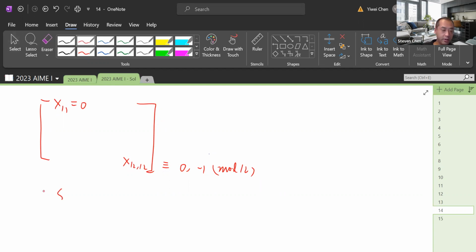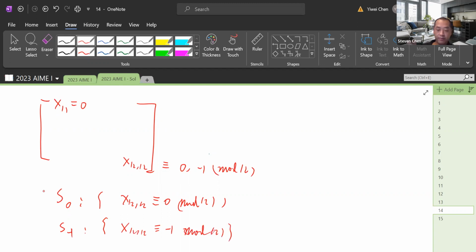So let me use the notation S sub 0 to denote the collection of all feasible sequences, which means the collection of feasible matrices, such that the last one, x1212, is congruent to 0 mod 12. Analogously, let me use S sub -1 to denote the collection of all feasible movement sequences such that the last entry is congruent to -1 mod 12.